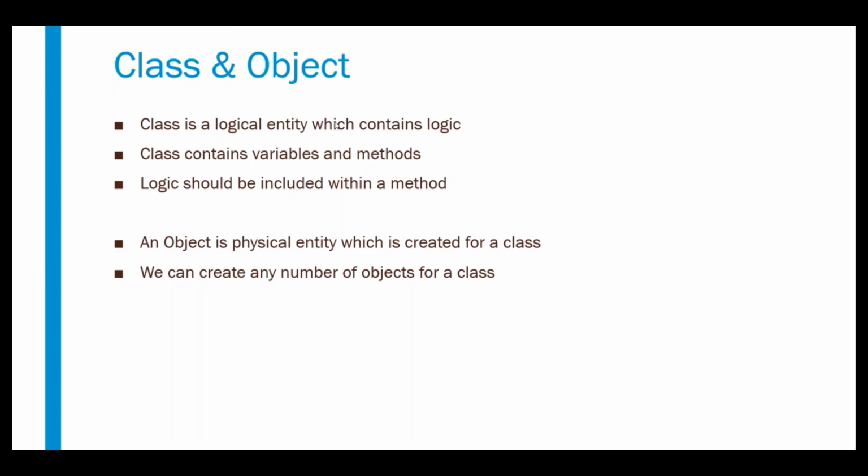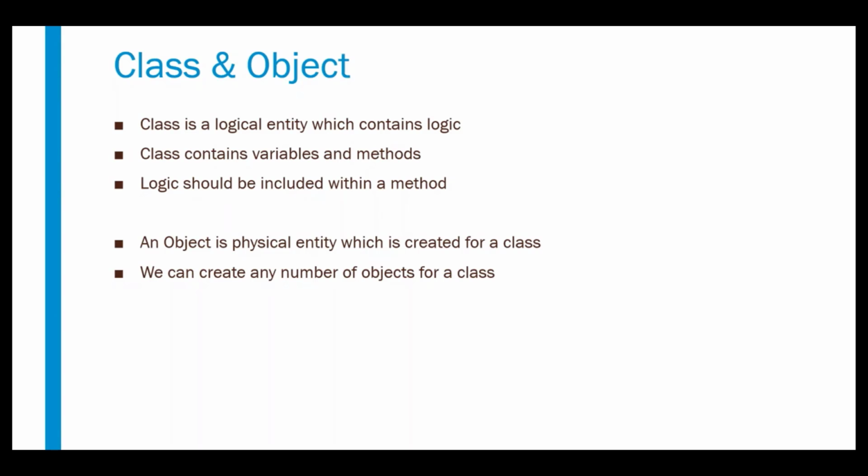So in this video, I'm going to explain about Python classes and Python objects. Now let us see what is a class and object. A class is a logical entity which contains a logic. A class contains variables and methods. Normally the logic will be included in the methods, and additionally, we can also create variables within the class.